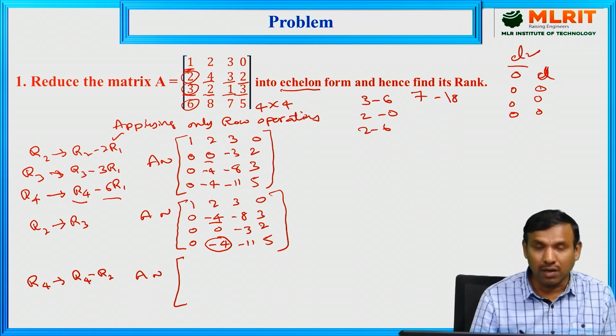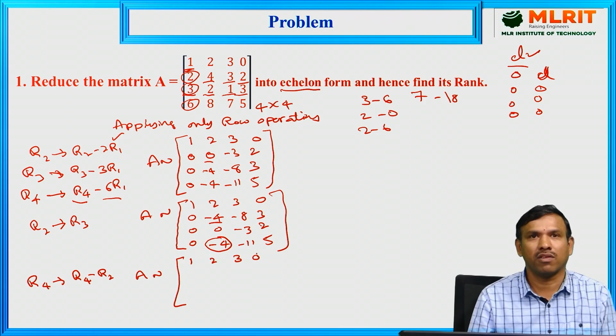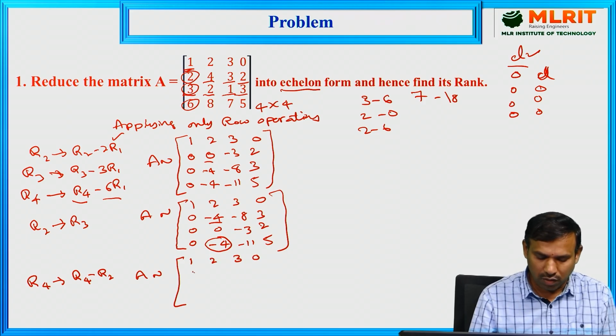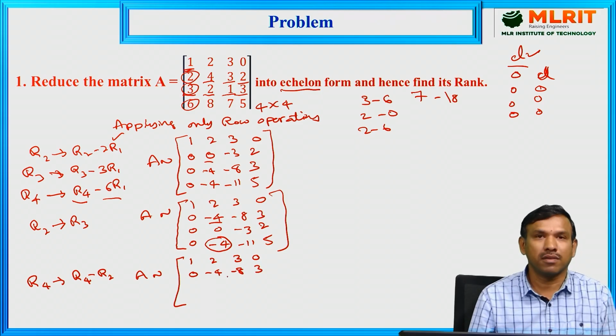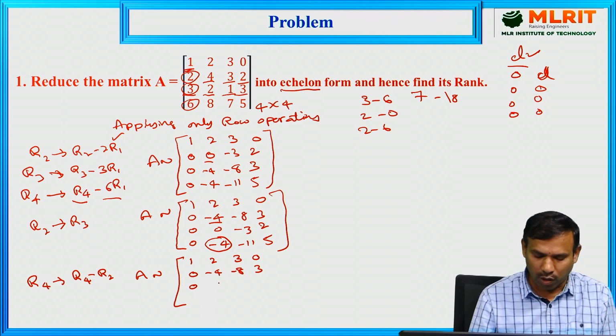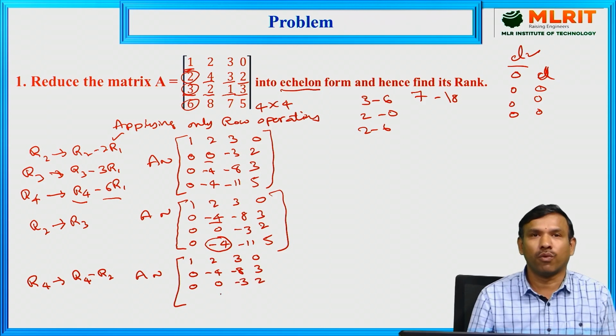So here, what is done here? What is the first row? No change. Second row we are using to make it 0, so second row also no change: 0, minus 4, minus 8, 3. Third row is already 0 element, that also we are not doing any operation. You can write as is. Only which one we are doing? Fourth row we are using.